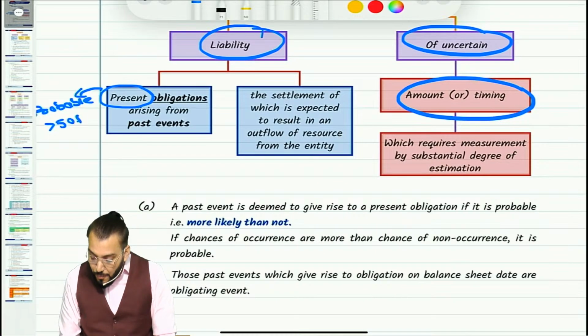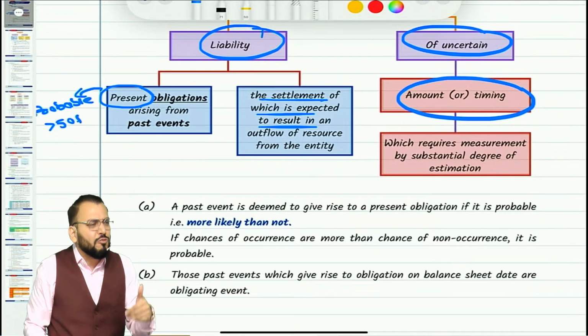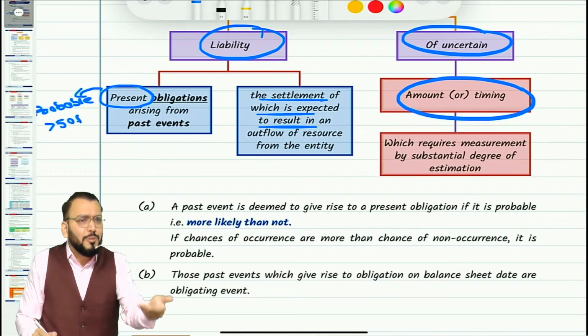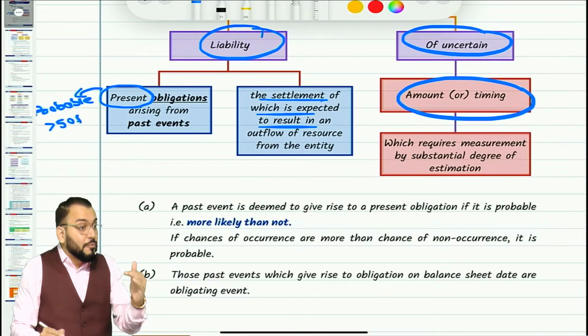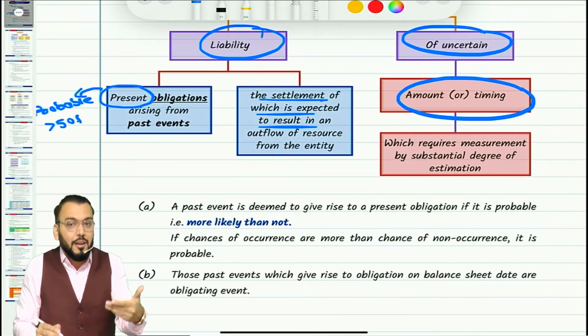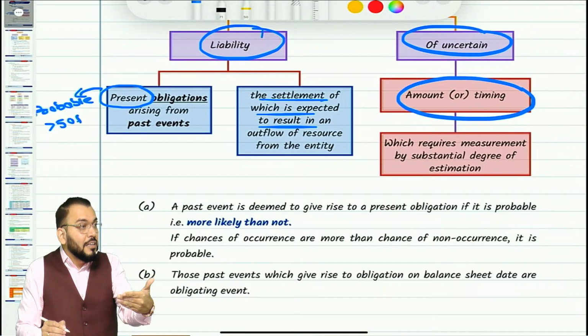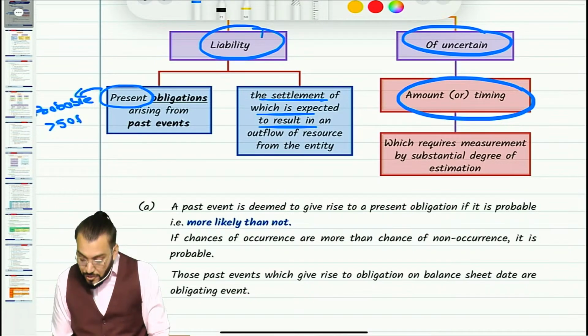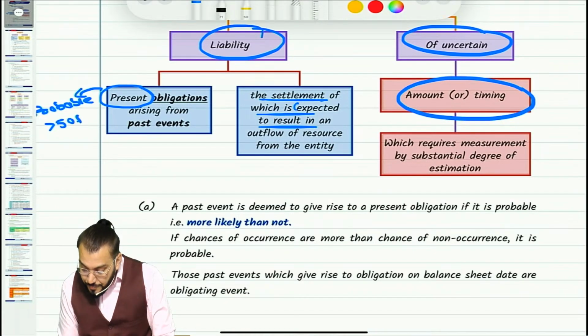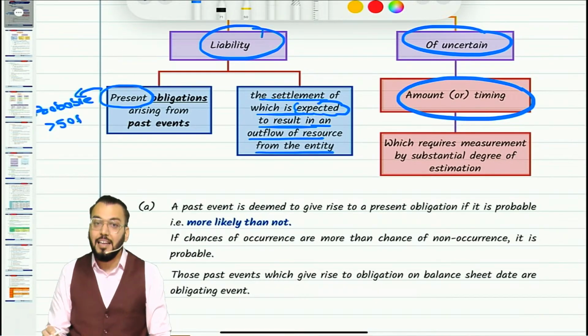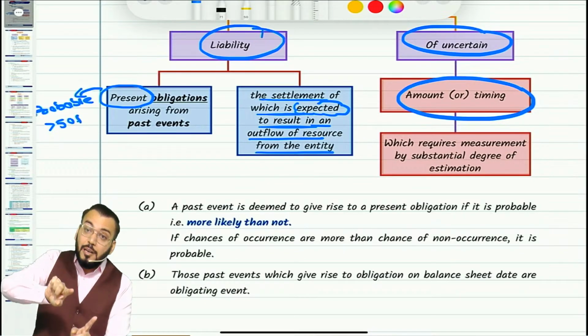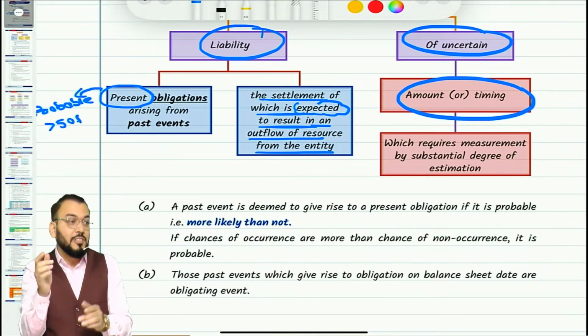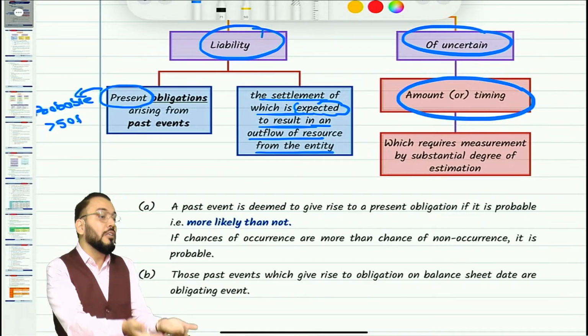Correct. The settlement of which is expected to result in an outflow of resource. Can I say which will be settled in future through outflow of resource? Which will be settled. Which will means what? Future tense. So the settlement of which is expected to result in an outflow of resource from the entity. The settlement will be done in future. If settlement is done on reporting date, then it is not a liability, na?